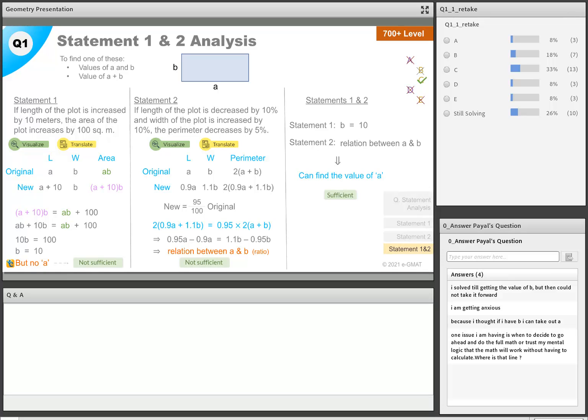Okay. Now, let me read through this comment here. One issue I'm having is when to decide to go ahead and do the full math or trust my mental logic that math will work without having to calculate. Where is that line? Well, here is the line. You can see that over here. In this case, you have to simplify, and that's a very good question.